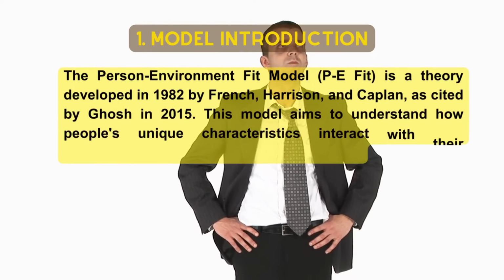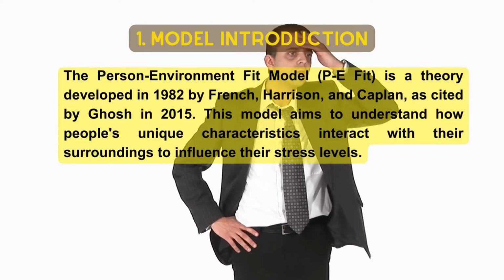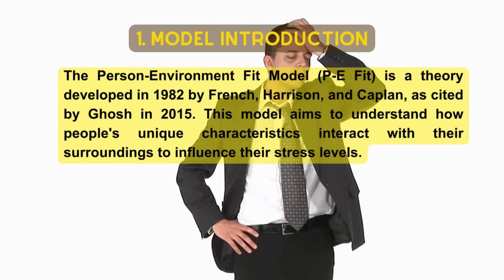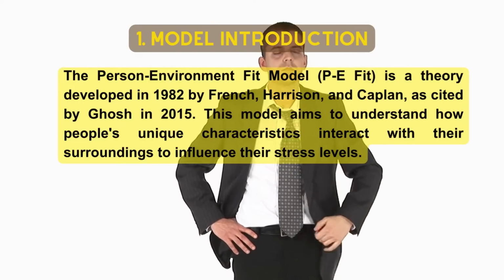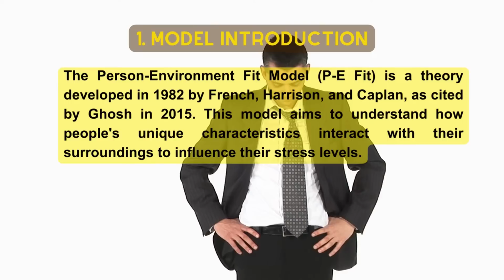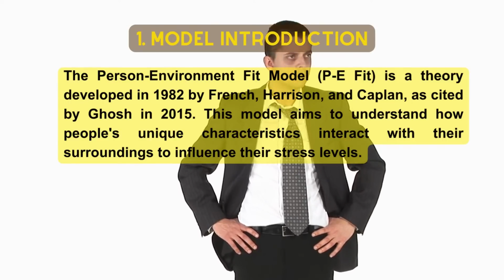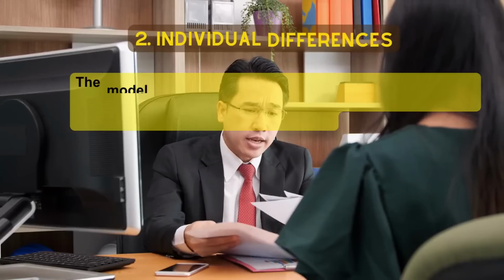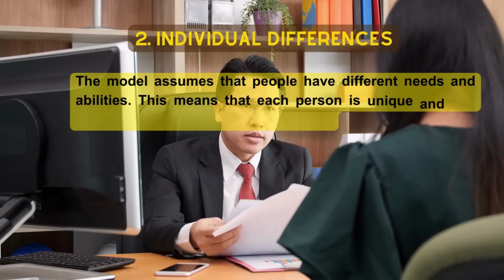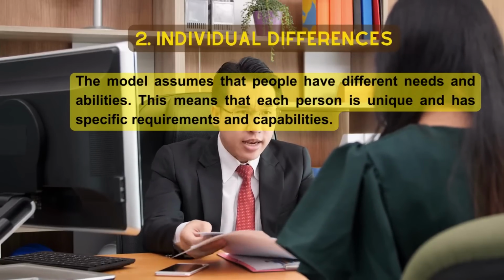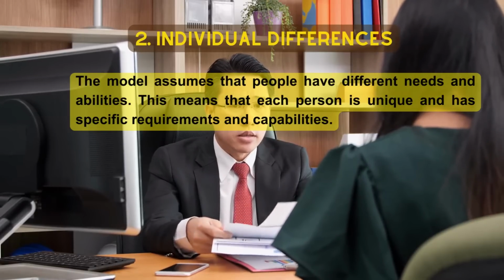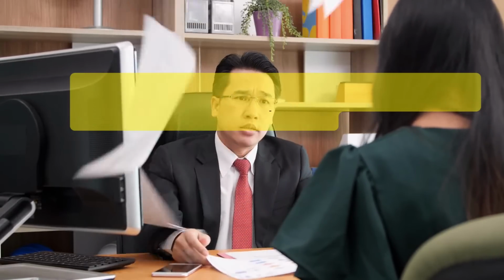Model introduction. The person-environment fit model, PE fit, is a theory developed in 1982 by French, Harrison, and Kaplan, as cited by Ghosh in 2015. This model aims to understand how people's unique characteristics interact with their surroundings to influence their stress levels. 2. Individual differences. The model assumes that people have different needs and abilities. This means that each person is unique and has specific requirements and capabilities.